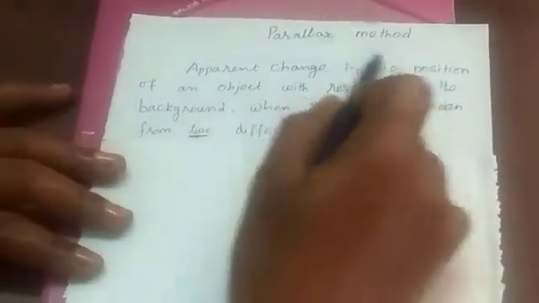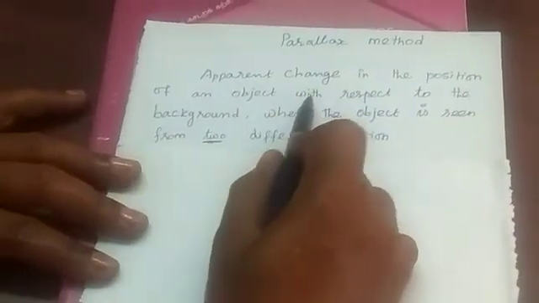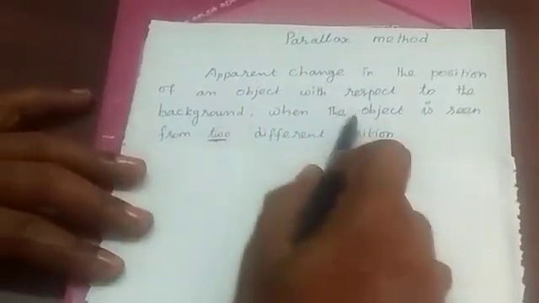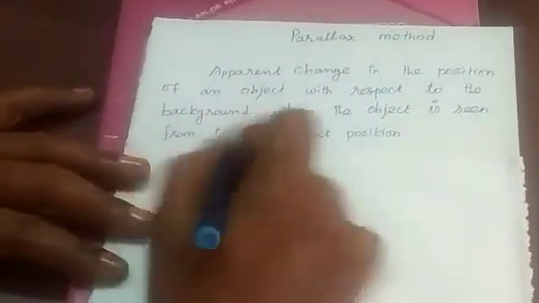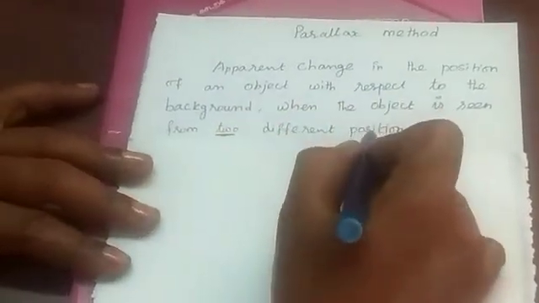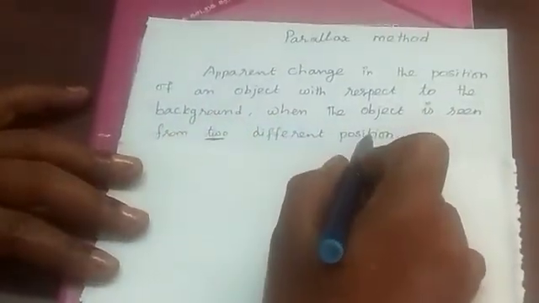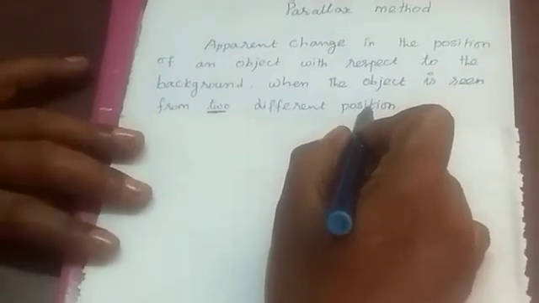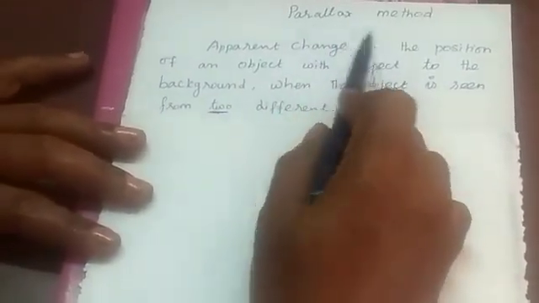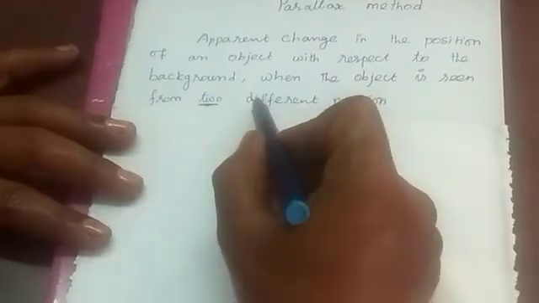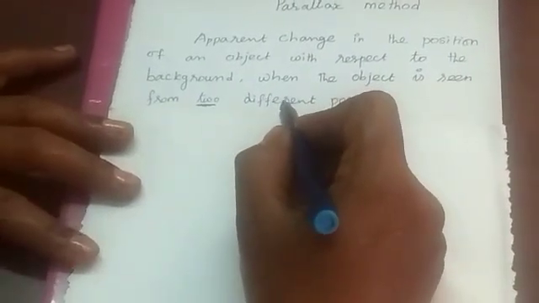It is the apparent change in the position of an object with respect to the background when the object is seen from two different positions. The object should be seen from two different positions. Dears, you already learned about parallax error in your lower forms. Like that only, the object should be seen from two different positions.